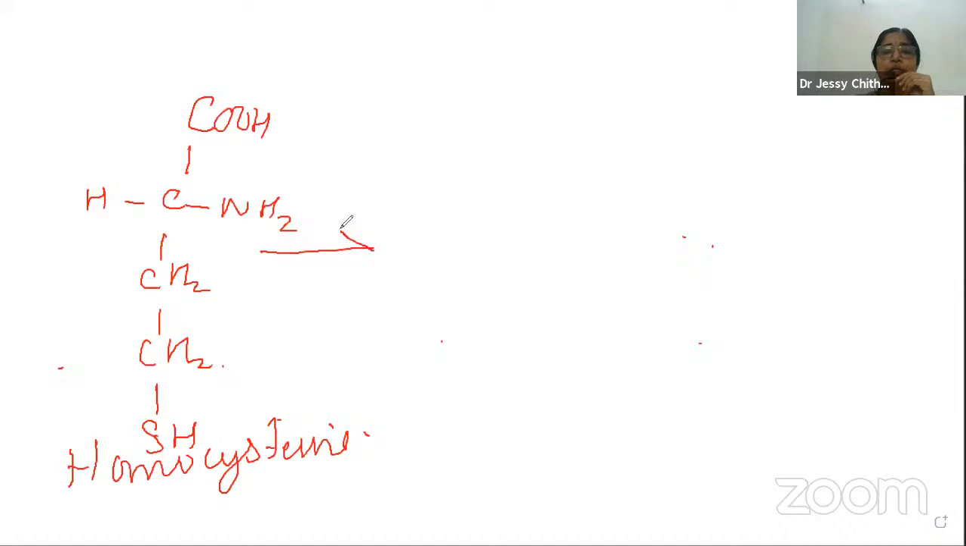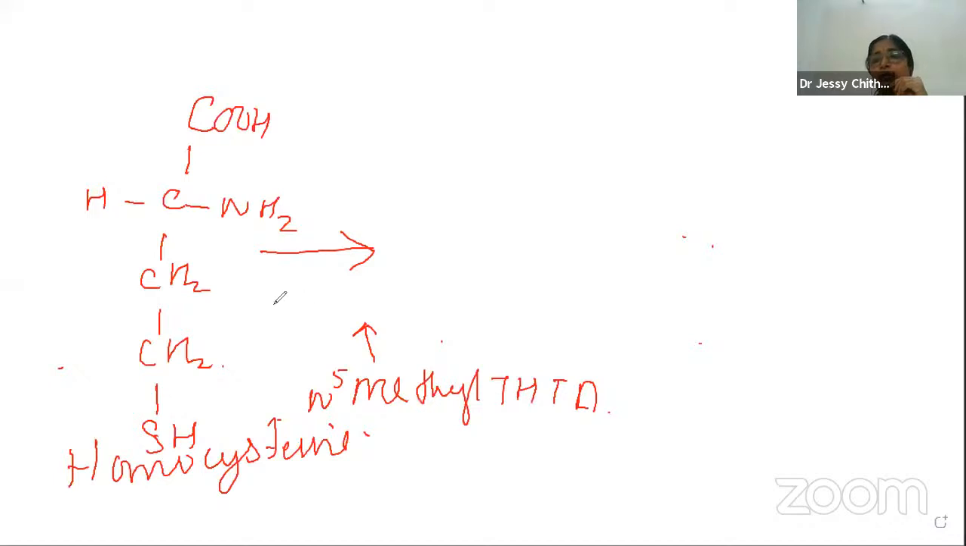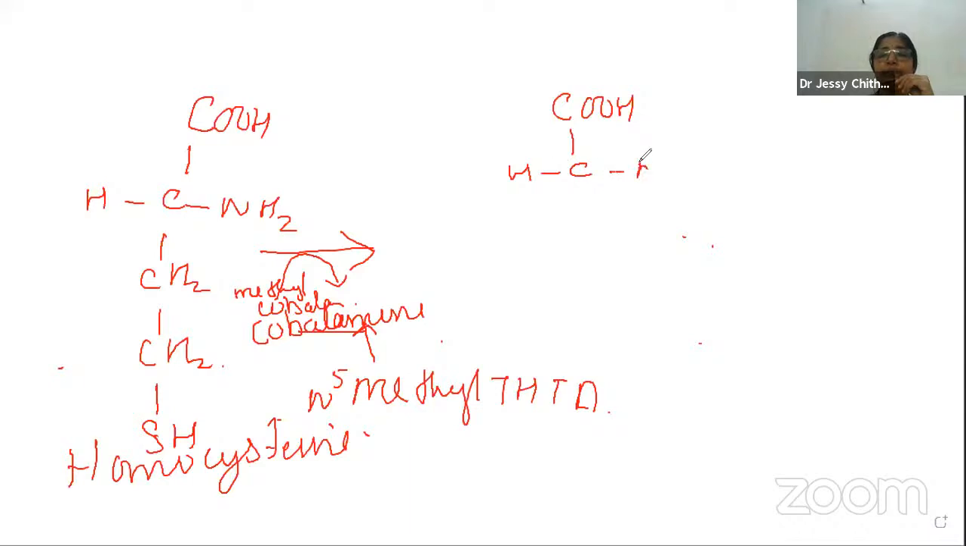From homocysteine, how is methionine regenerated? This homocysteine will accept a methyl group. We have studied earlier, during 1-carbon metabolism, N5-methyl THFA, the most oxidized form of the 1-carbon group. N5-methyl THFA will donate a methyl group to cobalamin, forming methyl cobalamin. And this methyl cobalamin will donate a methyl group to homocysteine, forming methionine, regenerating methionine.